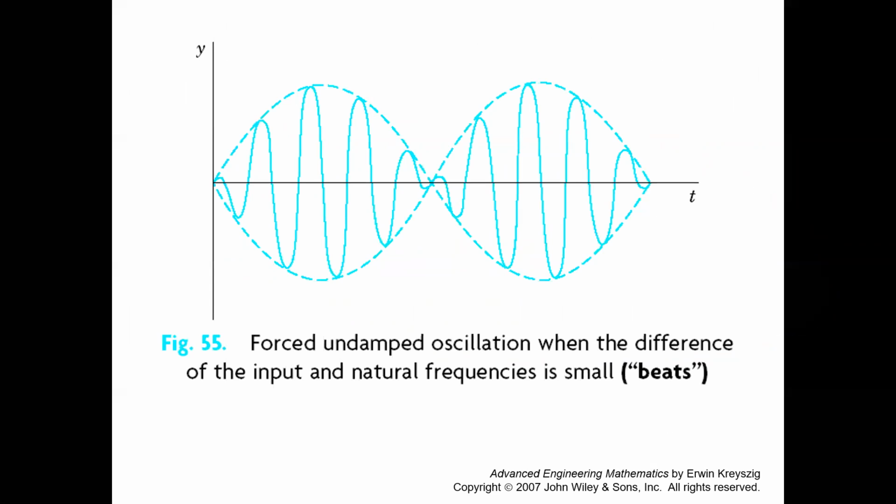This is if you have forced undamped oscillations when the difference between the input and natural frequency is small, then you can have this. So Y will not become too large. It will become smaller, but it will repeat again. So it's called beats in this case.